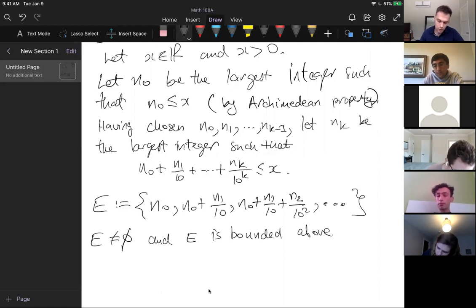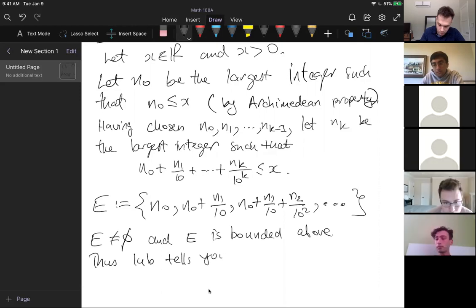Okay. So thus, the least upper bound property tells you. Sorry, how did you choose? Yep. And how did you choose all of the integers except for n0? Oh, so you're choosing them inductively, right? So I choose n0 first, and this base case is guaranteed by the Archimedean property. And so then the rest is an inductive process, right?